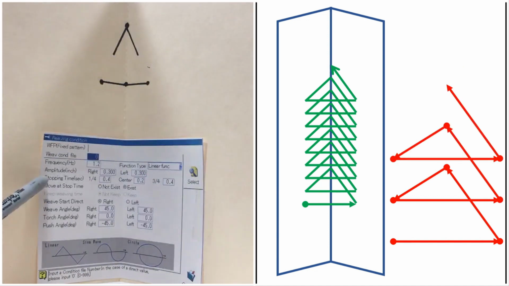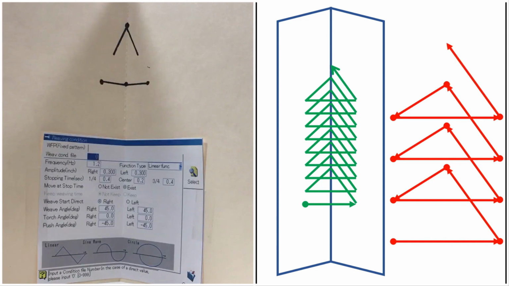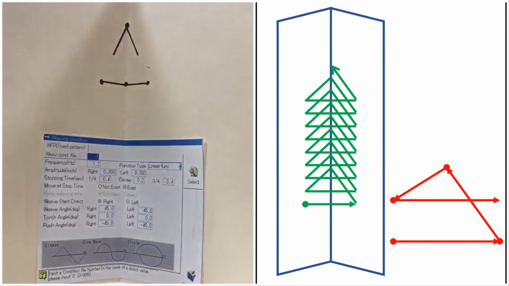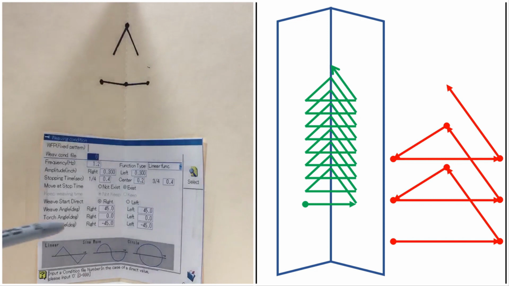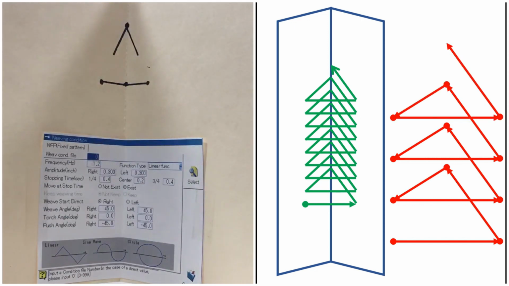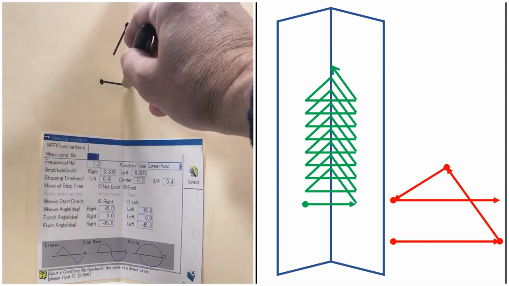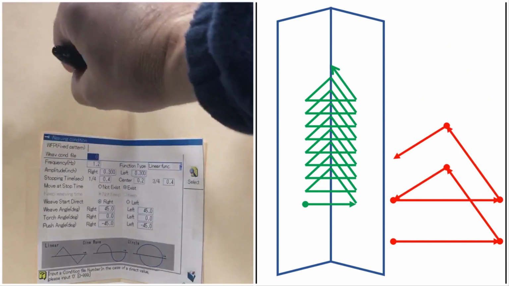Next is the stopping time. There's quarter, center, and 3/4. These are where the torch pauses and the time they pause. Next is the weave angle, positive 45 degrees right, positive 45 degrees left. That causes the torch to do this motion.